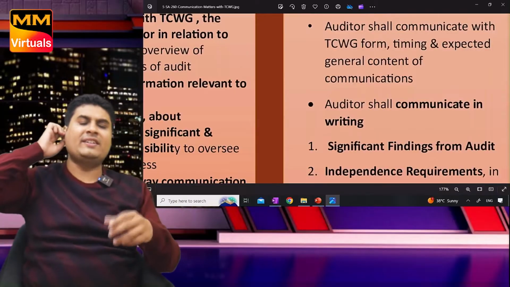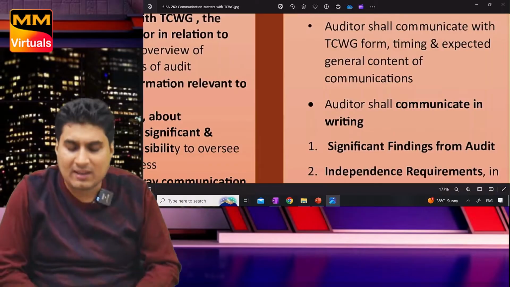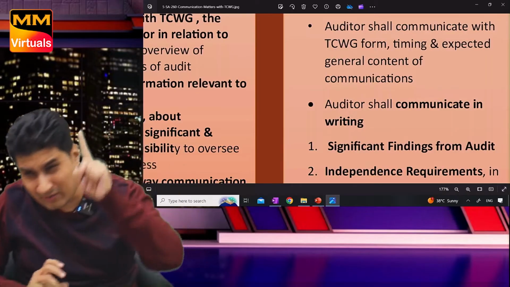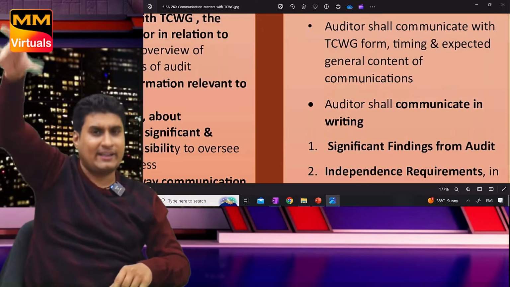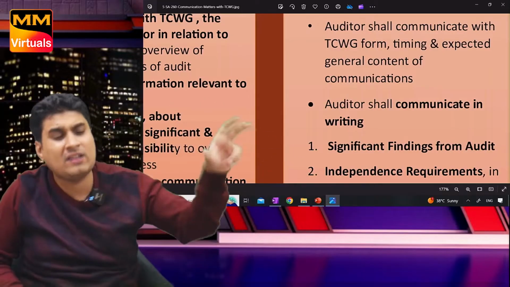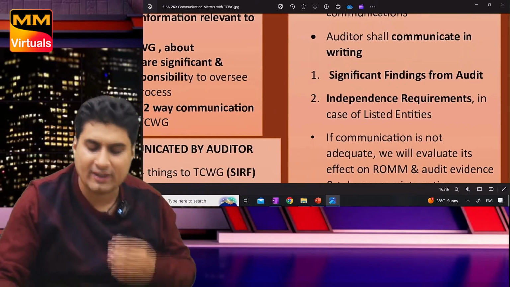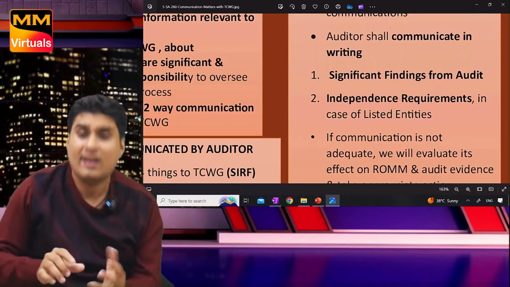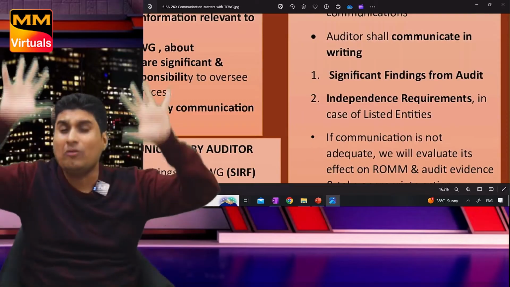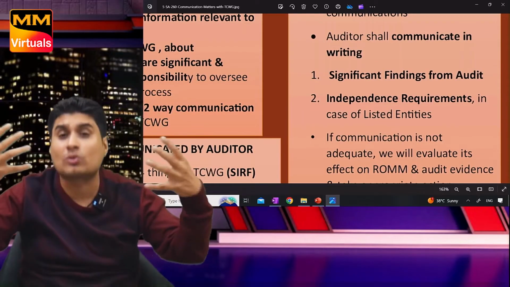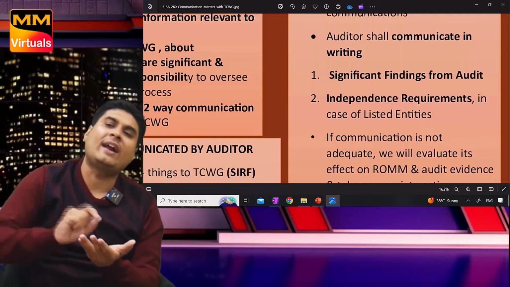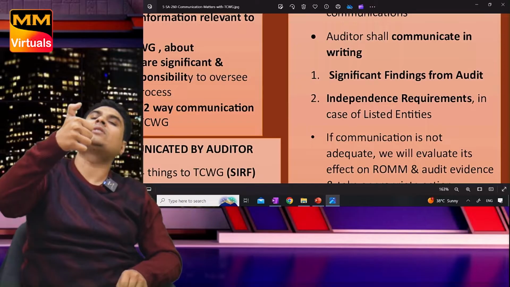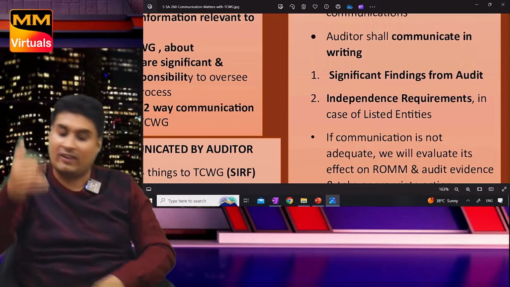Auditor shall communicate with TCWG the general expected timing and content of communication. Two things I will communicate in writing. Remember, number one, independence requirement, for a listed company. In a listed company, independence is very, very important. And significant findings from audit. These two things in writing. Other things I can discuss orally, but I have to maintain documentation that I have discussed orally. Whenever you discuss, the same day you have to write that we had discussed these things. But two things compulsory in writing: significant findings from audit and independence requirement for listed company.